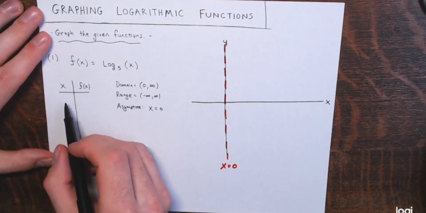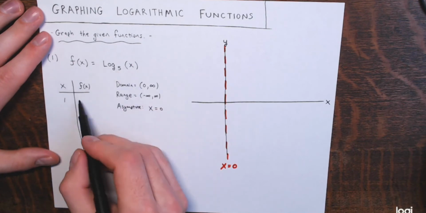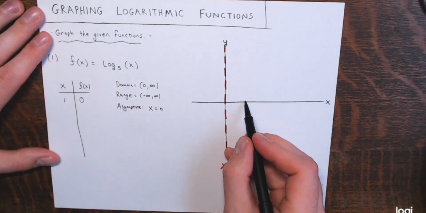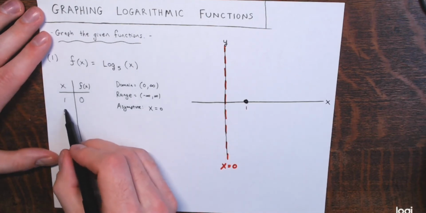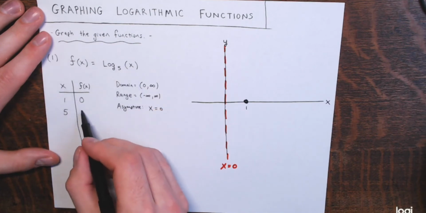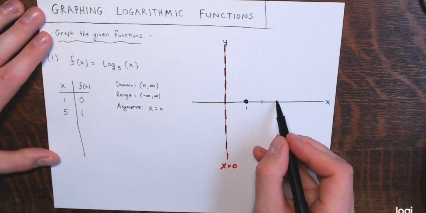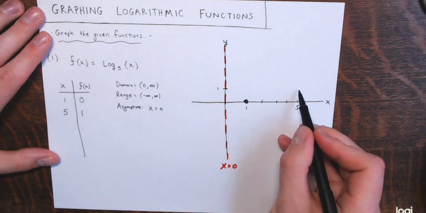And then I'm just going to plug in 1. The log base 5 of 1 is 0. Right, (1, 0) is on the graph. 5 is a power of 5. The log base 5 of 5 would be 1. Right, 5 to the 1 power is 5. So (5, 1) is also on the graph.